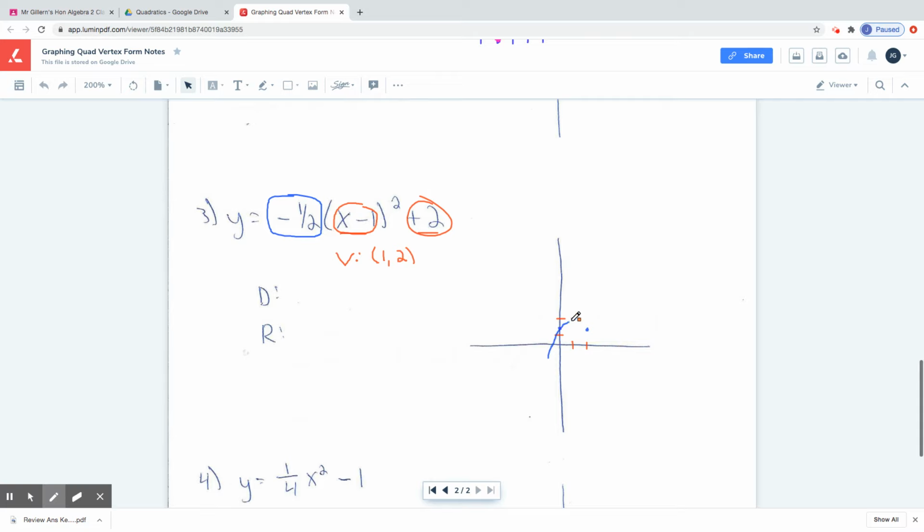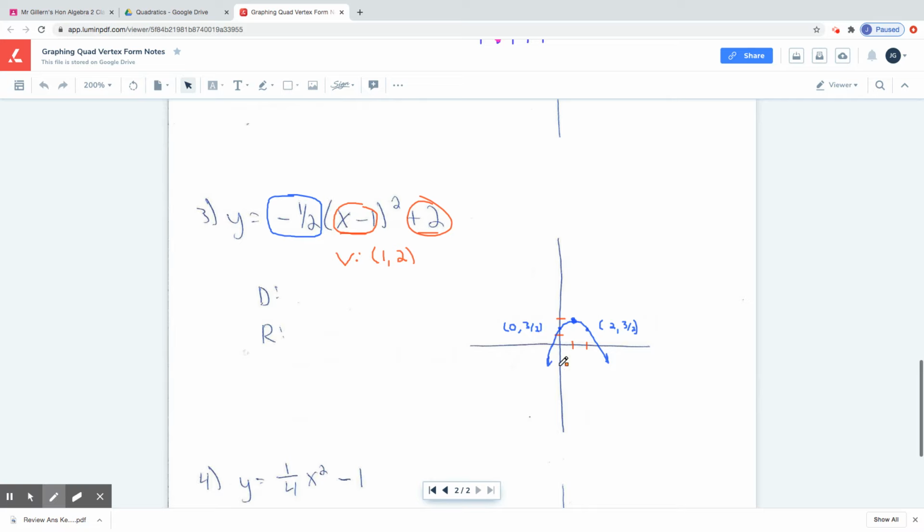Now, this is where, obviously, you can't tell if it's exactly half, but you have to just label your point. All right, so this is at 2 comma 1.5. I'll just call it 3 over 2. All right, and this is at 0 comma 3 over 2.